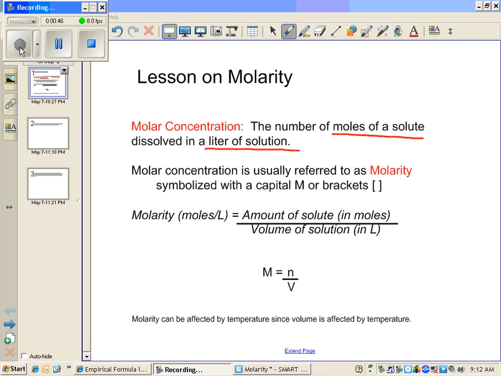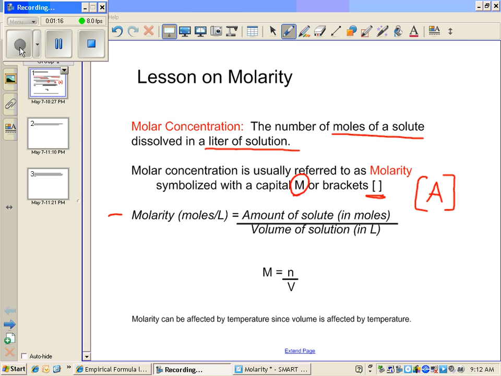I don't know if you've noticed on solutions that I've brought out, sometimes I'll have a capital M beside them. That's because molarity is abbreviated with a capital M or sometimes in brackets. Like if I give you A in brackets, and A is a compound, that would mean the molarity of compound A. But usually it's given with a capital M, especially if it has numbers with it.